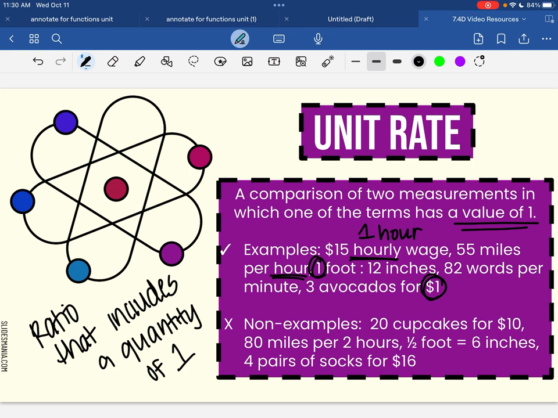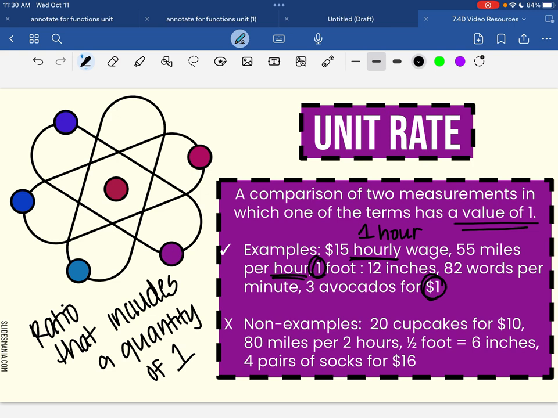Some non-examples that we have, meaning they are not unit rates. 20 cupcakes for $10. I don't have the value of 1, or the number of cupcakes for $1, so that is not a unit rate. 80 miles per 2 hours is not a unit rate. These are all rates and ratios, but they are not unit rates because they're not per 1.